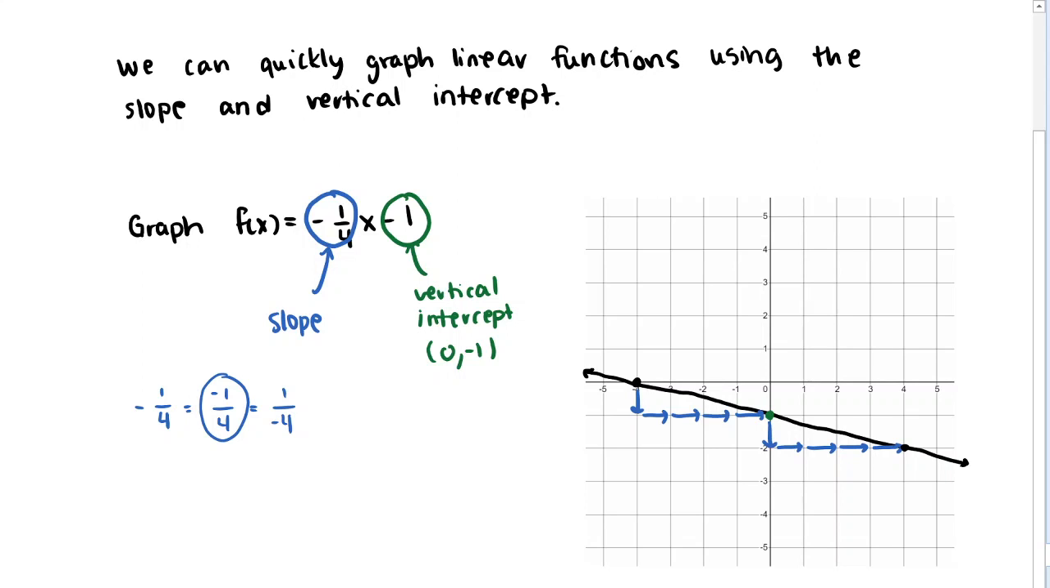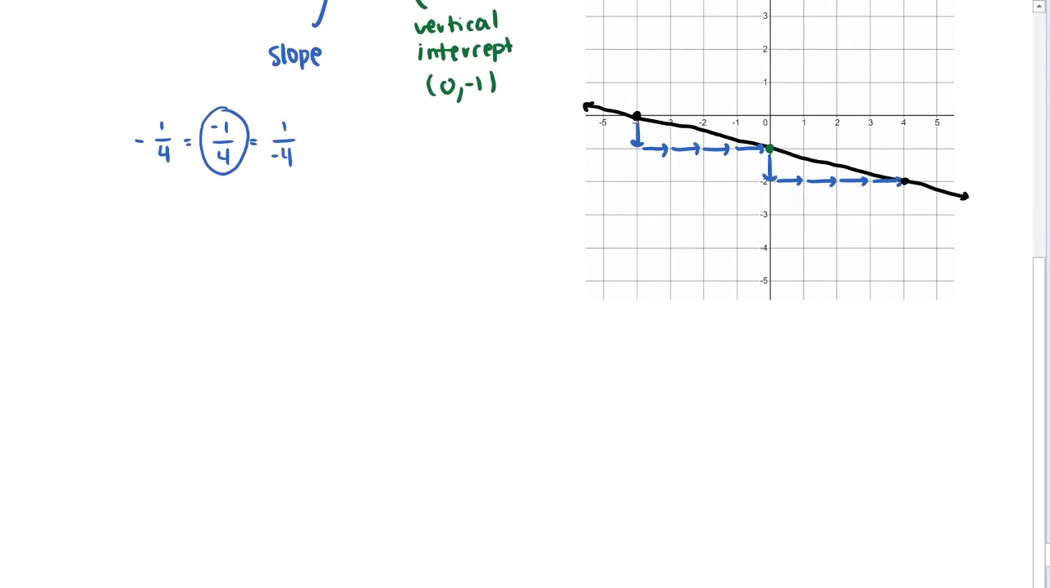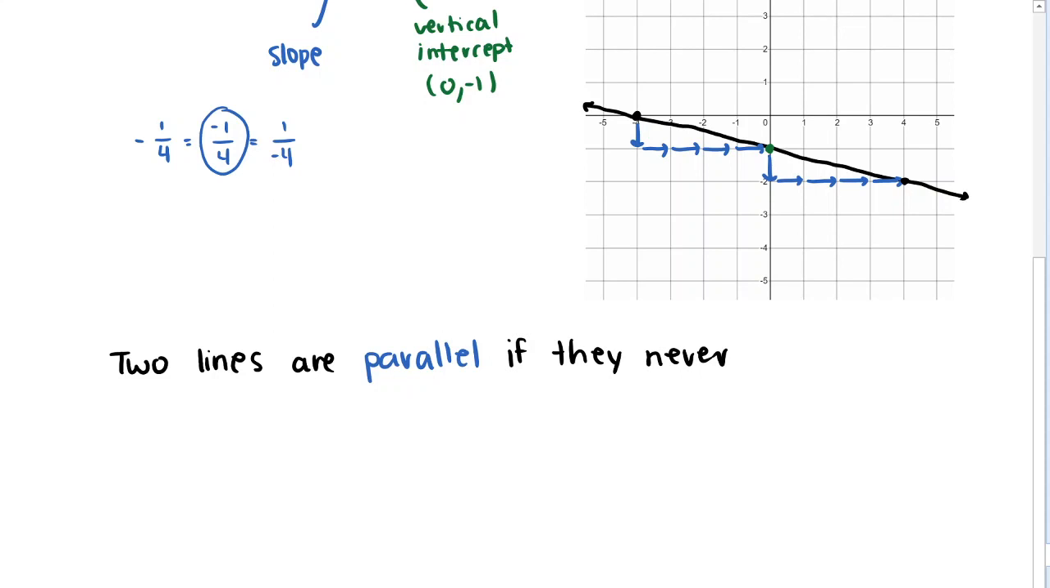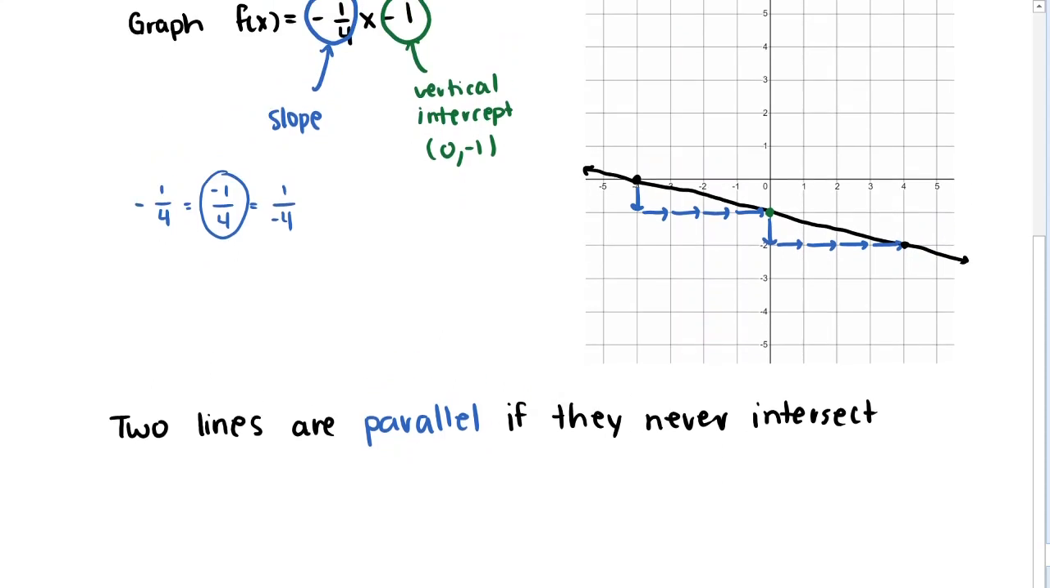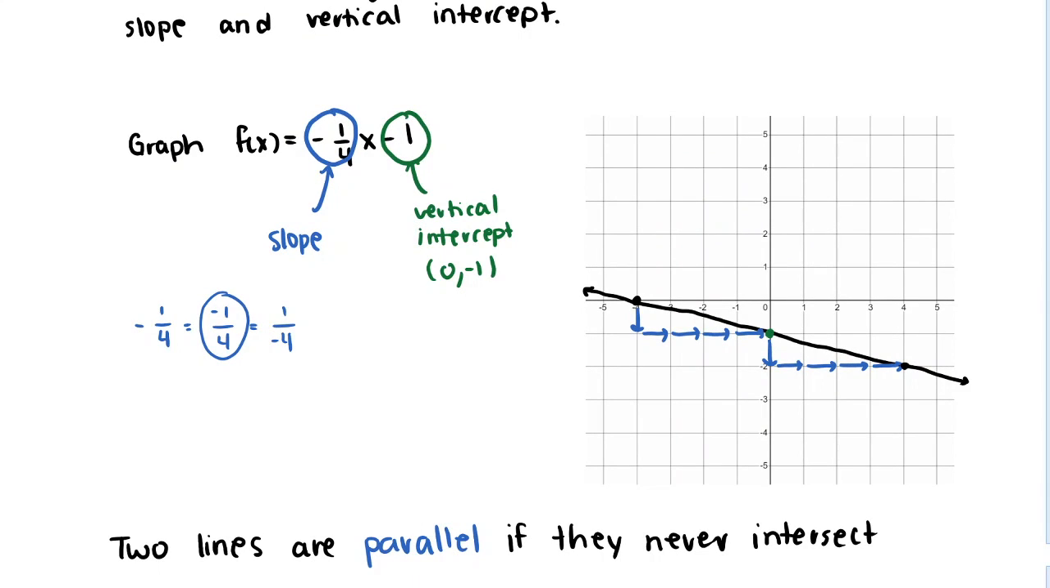And now I just want to say a few words about what it means for lines to be parallel and perpendicular. So two lines are parallel if they never cross. And a word we use for where two lines cross is intersect. So if they never intersect.